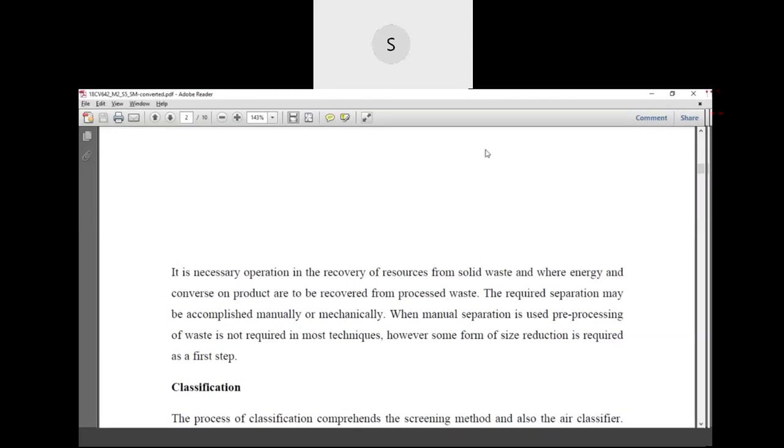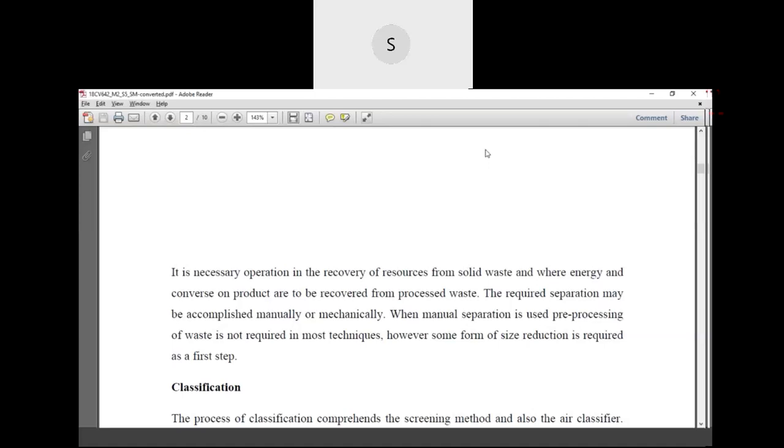The required separation may be accomplished either manually or by mechanical means. When manual separation is used, pre-processing of waste is not required in most of the techniques. However, some form of size reduction is very much necessary as a first step.